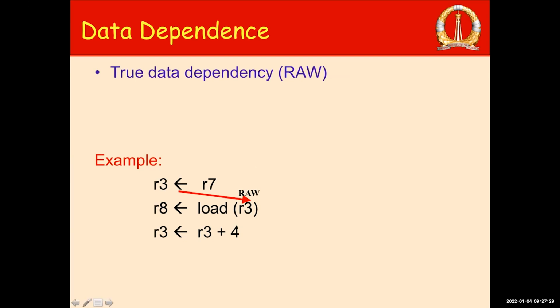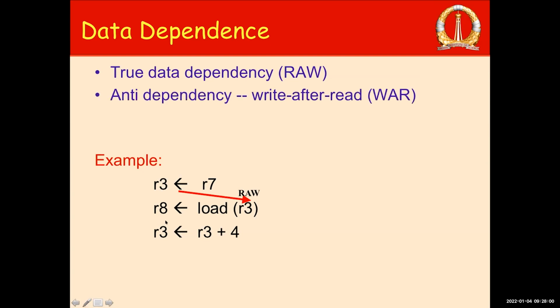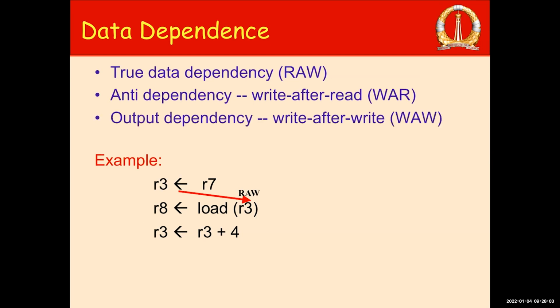As opposed to this, there is a dependence from the second instruction to the third instruction. The second instruction has to read the value for performing this operation before the third instruction can overwrite it, because if the third instruction overwrites the R3 register before the second instruction can read the value for performing the load, then of course you would fetch the wrong value for the load, because the address would have been changed. Therefore, this dependence between the second and third instruction is what is called the anti-dependence, or write after read dependence.